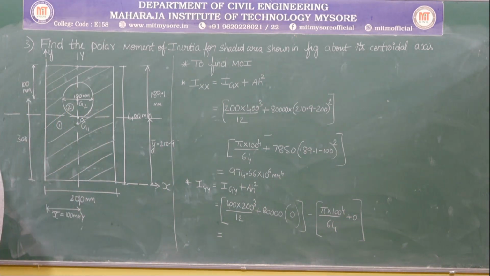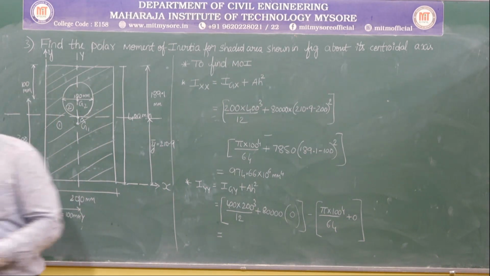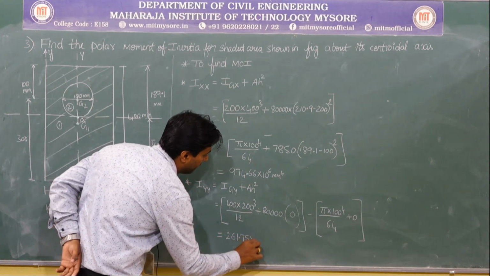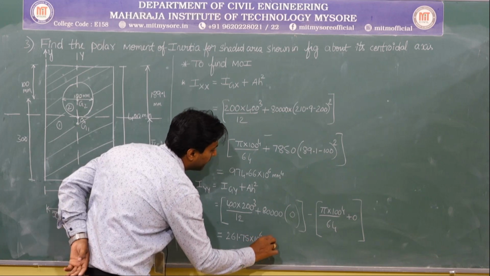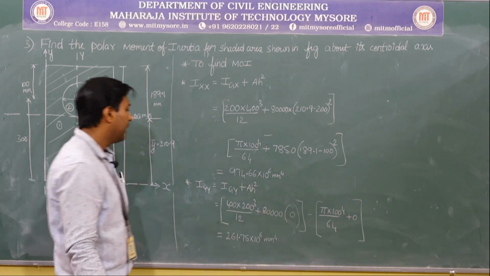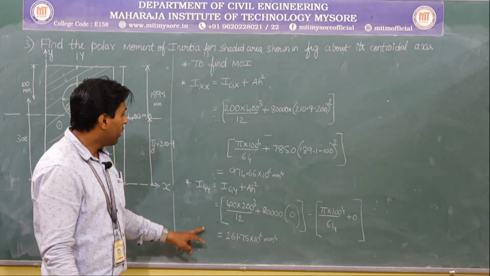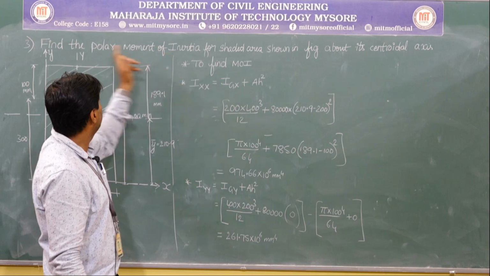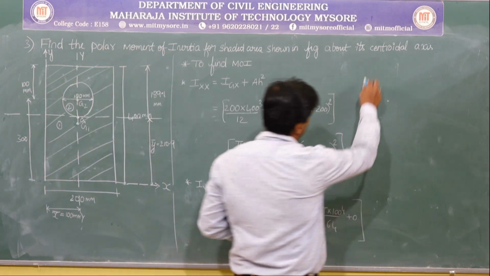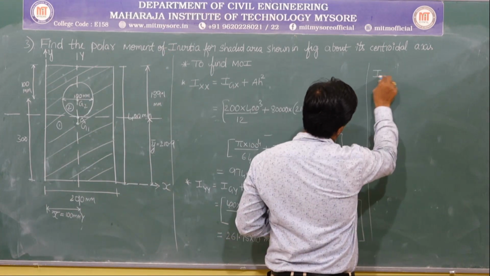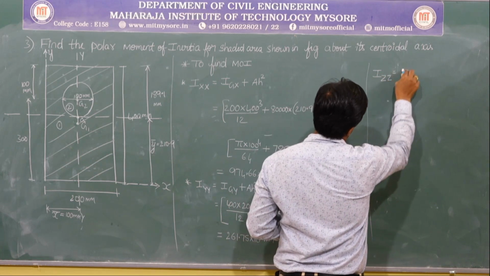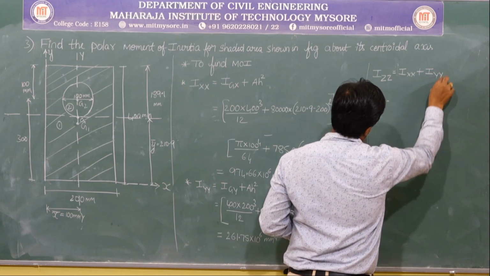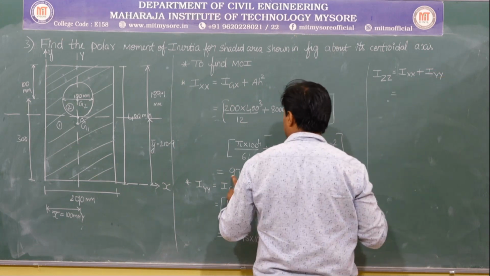As per the book, it is 261.75 into 10 power 6 mm to the power of 4. Please cross verify with the values. Okay. So now I have Ixx and Iyy. They are not asking us for the moment of inertia in the question. They are asking us for the polar moment of inertia. No problem. Izz, the polar moment of inertia, is given by Ixx plus Iyy from the perpendicular axis theorem.